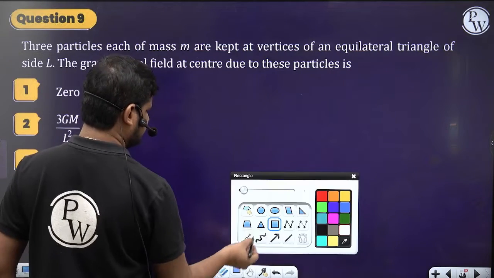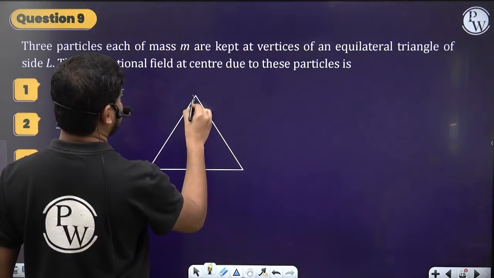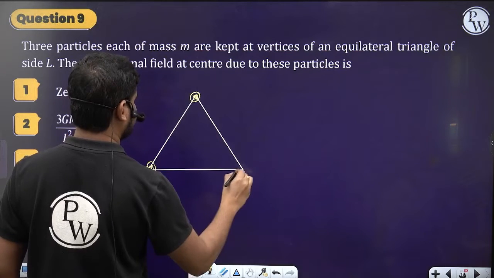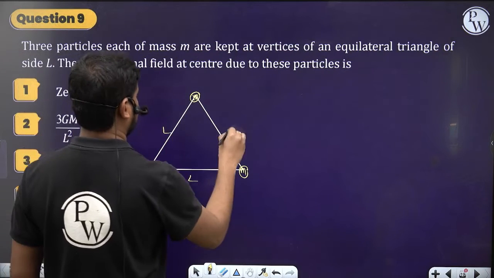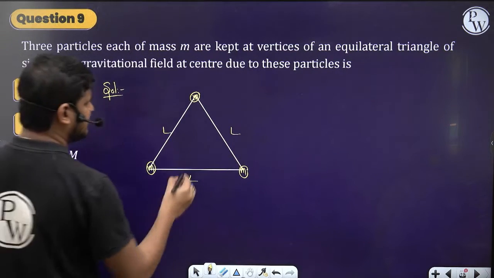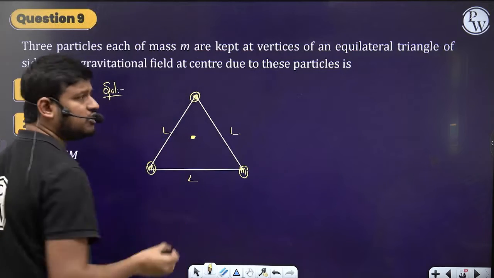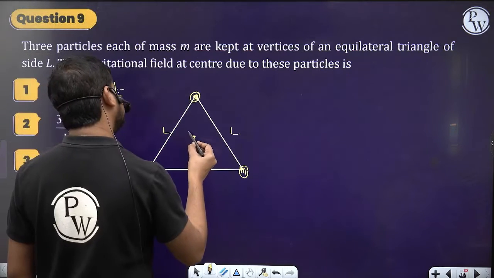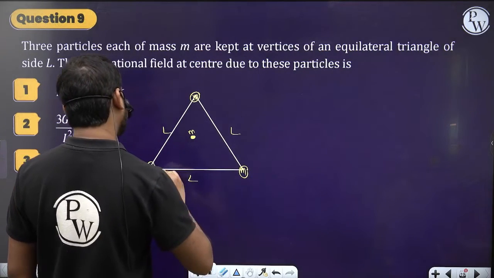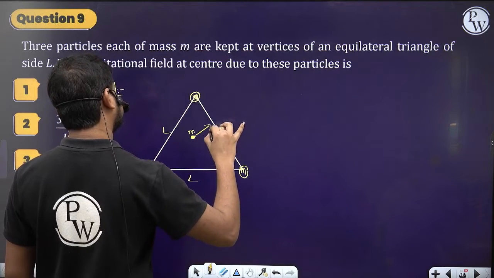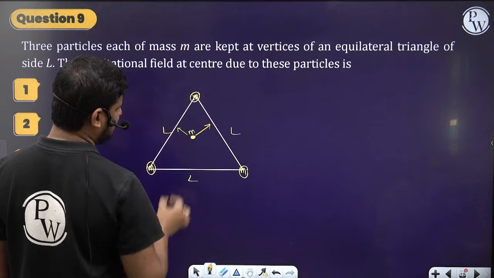So what do we have to find? This is an equilateral triangle. Three particles of mass m, here, here, and here, are placed at the vertices of an equilateral triangle of side L. We have to find the gravitational field at the center. Wherever you have to find the gravitational field, we just place some small unit mass there. The gravitational field due to these masses will be in this direction. It's a vector quantity, so the gravitational field on this particle will be in this direction.